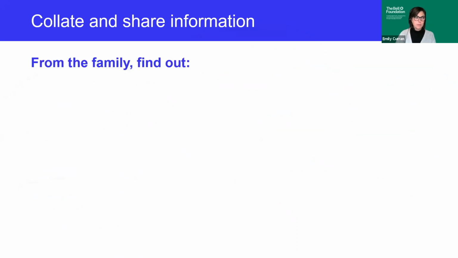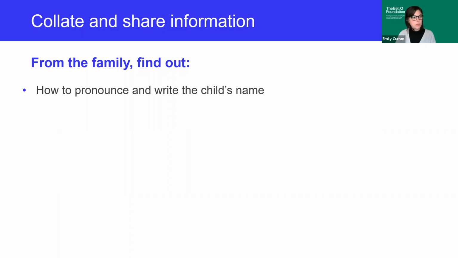Okay, so coming back to the pupil profile now, we're going to have a think about what kind of information it might be useful to find out from the family, carers, or the child themselves. So in the initial interview with the family and the newly arrived learner, it's good to find out as much as possible, including how to pronounce and write the child's name correctly. It seems like a small thing to get right, but it can make a really big difference.